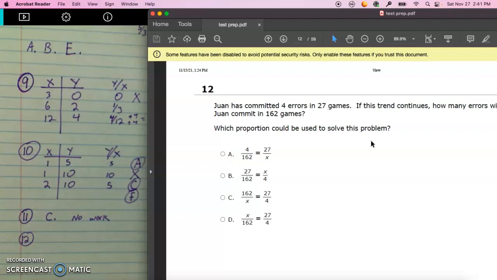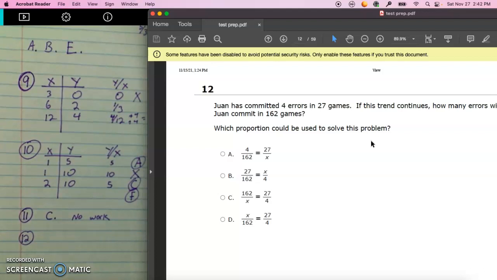Again, they're not asking you for the answer. They just want you to show what you would do to get the answer. So let's go through each of these and see what we're doing. What I'm checking for is to make sure that the numerator has the same thing as the denominator, meaning errors should both be on the numerator or the denominator together.